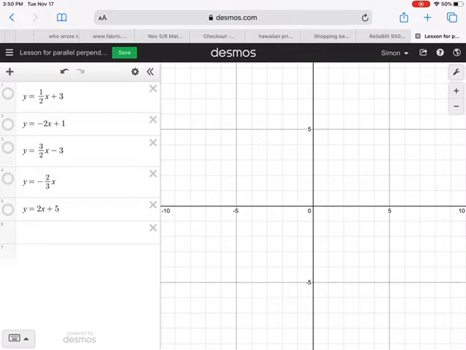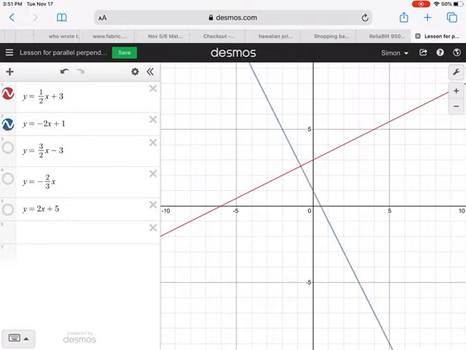Here I've written a bunch of equations and they come in pairs, so I'll toggle this one on. Here you can see the red equation is y equals 1/2 x plus 3, so the slope is 1/2. You can see it going up 1/2. And I've drawn a perpendicular line right here. So visually you can look at it and see that the red and the blue line are perpendicular to each other.